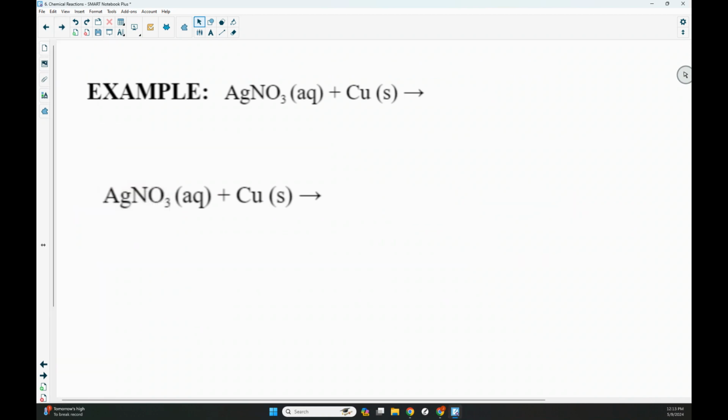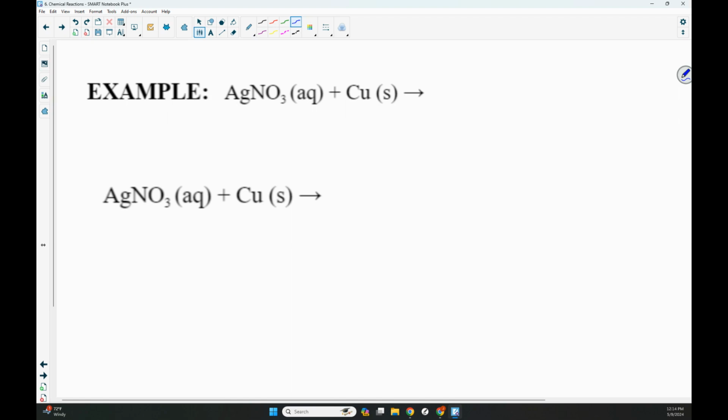Consider this first example where we have these reactants. We have silver nitrate, which is actually one of the solutions we're going to be working with in tomorrow's lab here. It's this gray stuff. And we are going to put a strip of copper into it, and we're going to see what happens. You can also predict what happens on paper if you know how to do that. So let's take a crack at it here.